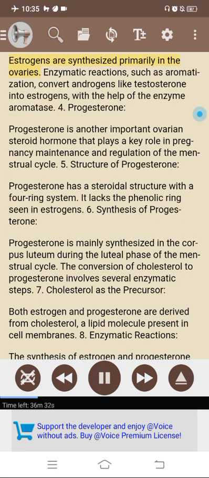3. Synthesis of estrogens. Estrogens are synthesized primarily in the ovaries. Enzymatic reactions, such as aromatization, convert androgens like testosterone into estrogens, with the help of the enzyme aromatase. 4. Progesterone.